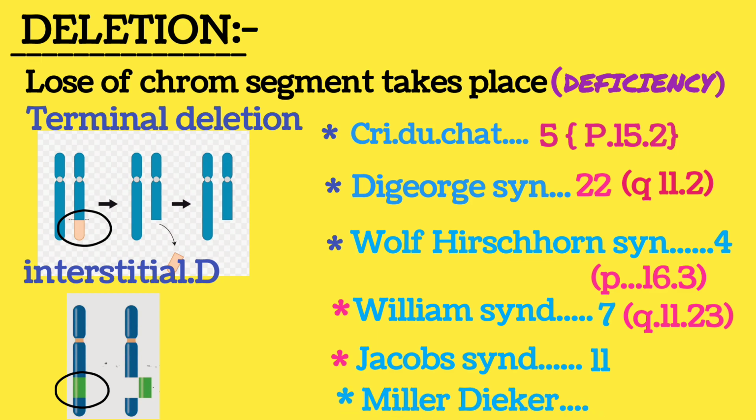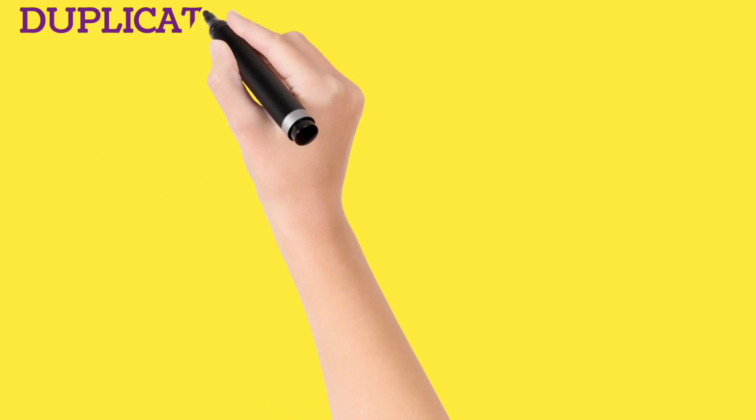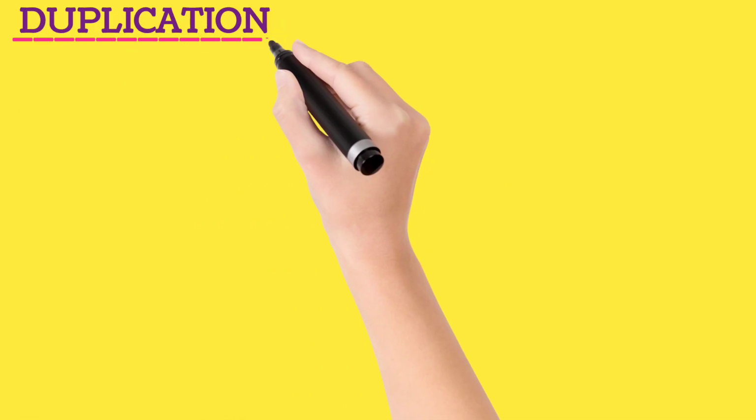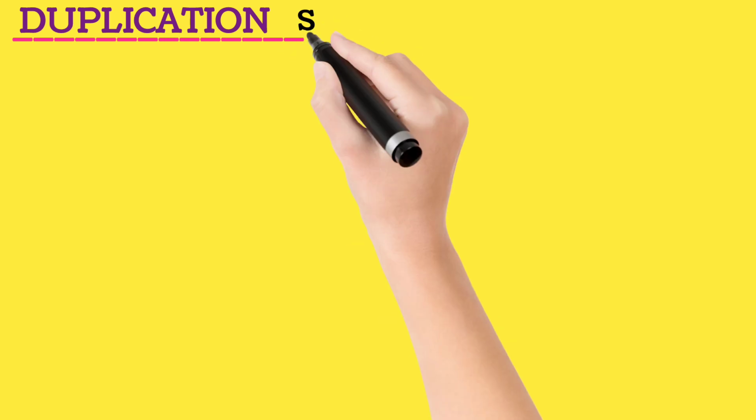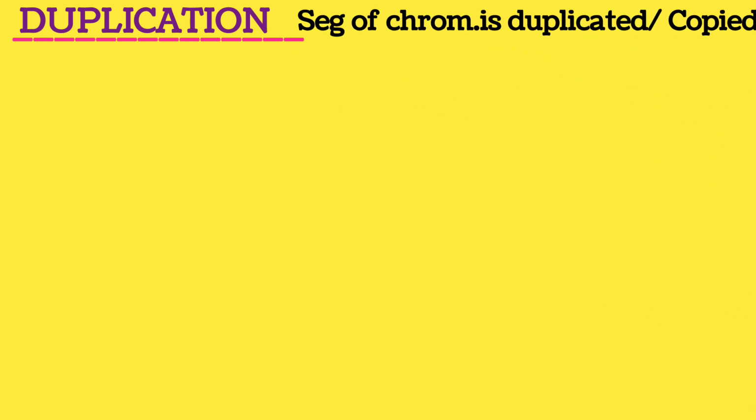At last we have Miller-Dieker syndrome. It occurs due to deletion in chromosome number 17 at the p13 region. The person having Miller-Dieker syndrome has neurological disorders, muscle tone abnormalities, respiration issues, and accordingly gastrointestinal problems. Now we have the last and very important type of intrachromosomal mutation. This is duplication. In this case, a segment of the chromosome is duplicated or copied.